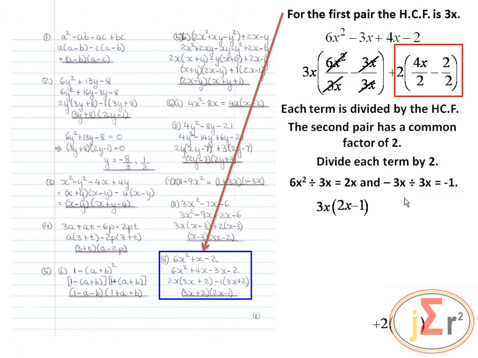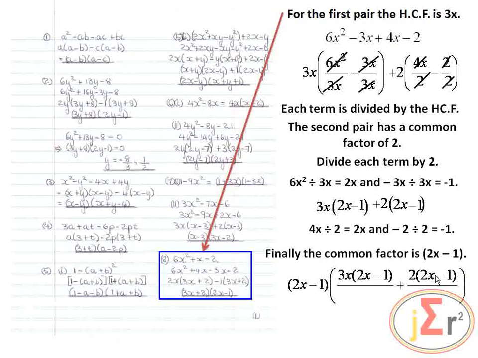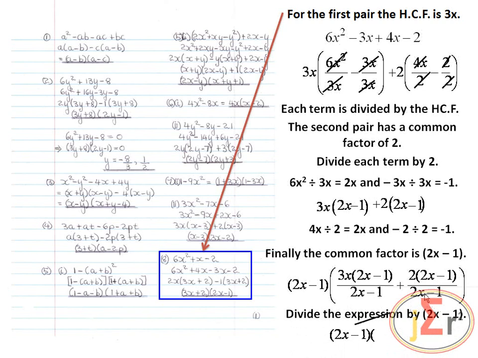Again, we have 2 into 4x, 2x, and 2 divided by 2 is 1, and do not forget that negative sign. Right. And no doubt, we have a common factor of 2x minus 1 that we will take, and we will divide each term by the highest common factor, and those are gone, 3x, and then those are gone, and we have a positive 2. So that is the end of our tutorial.